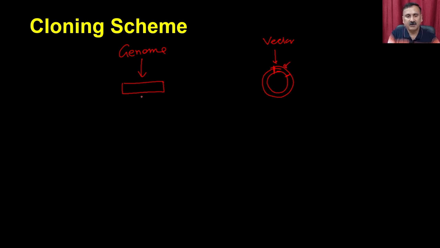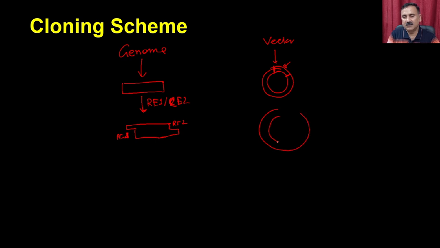Now, for this fragment, you are going to use restriction enzymes. So, for example, you can treat it with the two restriction enzymes, restriction 1 and 2. So, it is going to produce the fragments with the cohesive ends, for example, this is for restriction enzyme 2, this is for restriction enzyme 1. Same is true for the vector also. So, the vector also you are going to digest with the help of these, right? Again, the same set of restriction enzymes you are going to use for cutting the vector also.